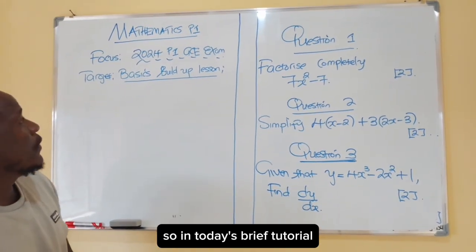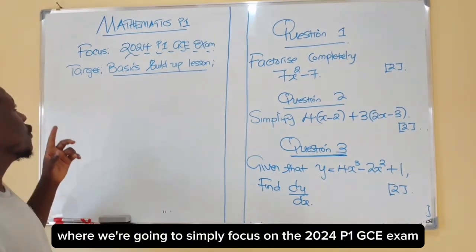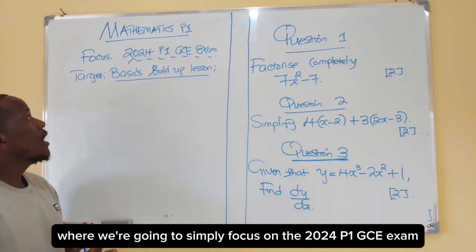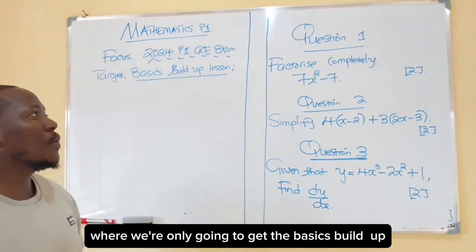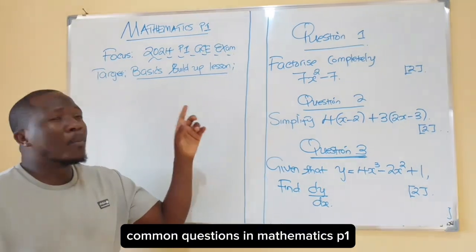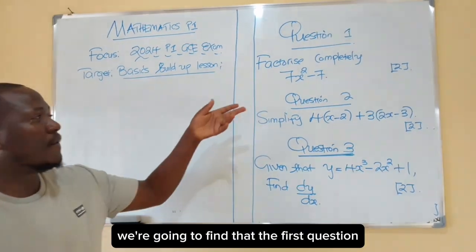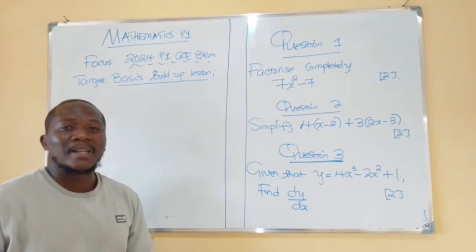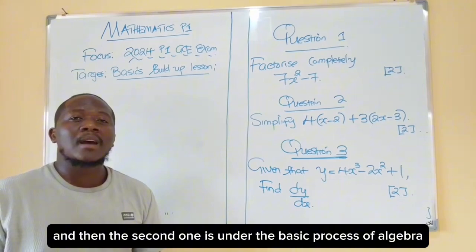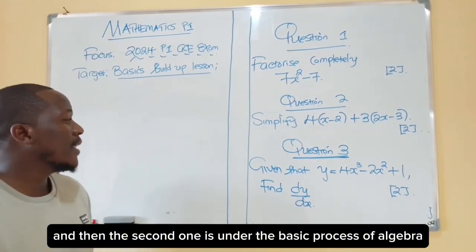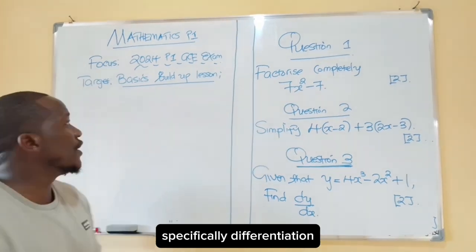So in today's brief tutorial, we're going to consider mathematics paper 1, where we're going to simply focus on the 2024 paper 1 GCE exam, where we're only going to target the basics build up common questions in mathematics paper 1, where we're going to find that the first question is under factorization of difference of two squares, and then the second one is under the basic process of algebra. Then the last one is going to be calculus, specifically differentiation.